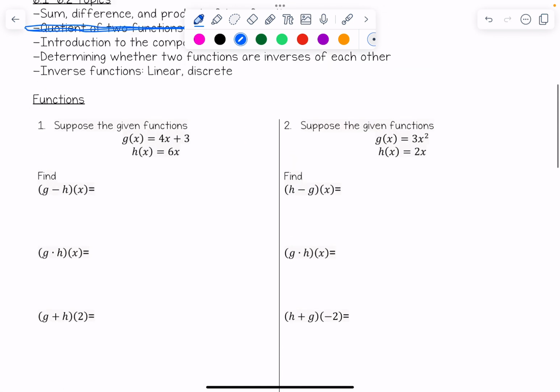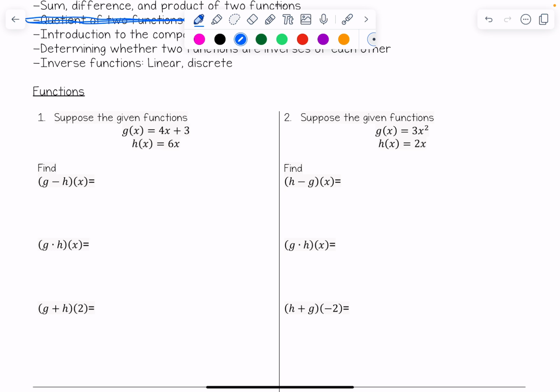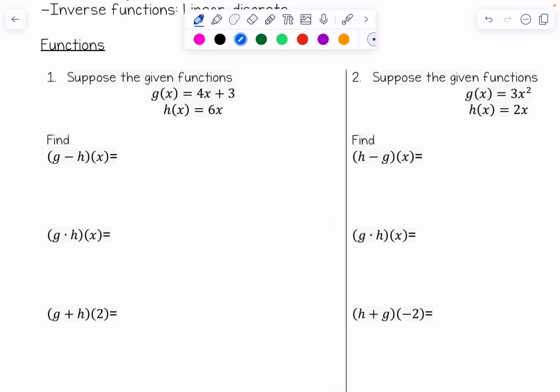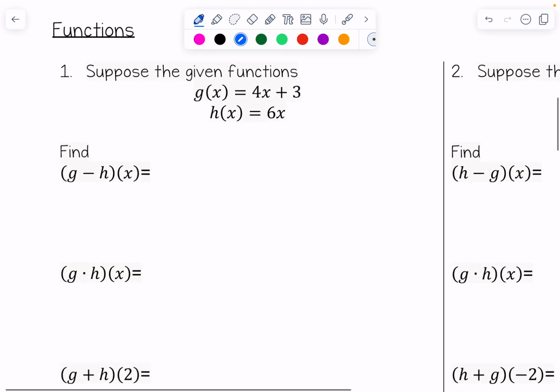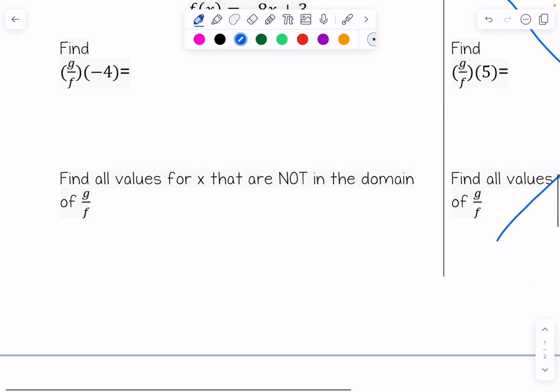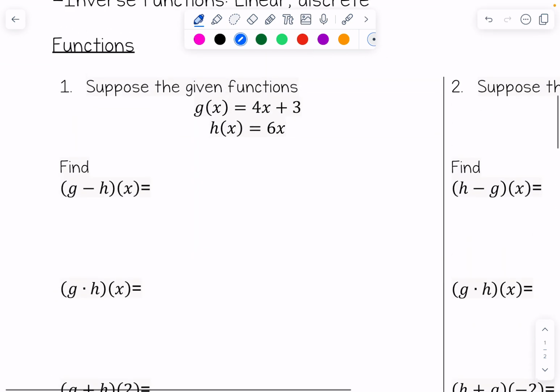So everyone jump into this. We're going to be talking about functions. Functions are two different equations and how we're going to be merging them. Today we're going to be merging them through subtraction, multiplication, addition. We're going to try division real quick, and then we're going to be jumping into some more elements of it.